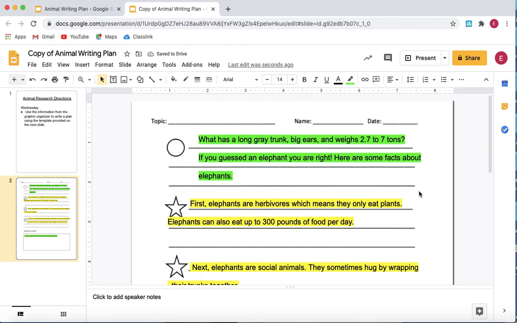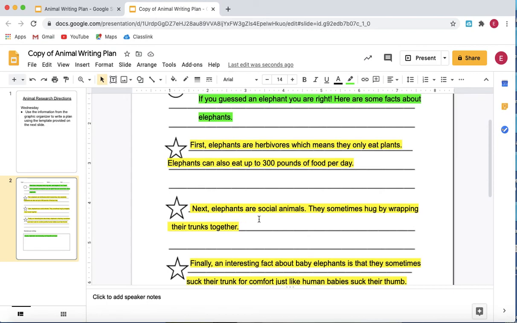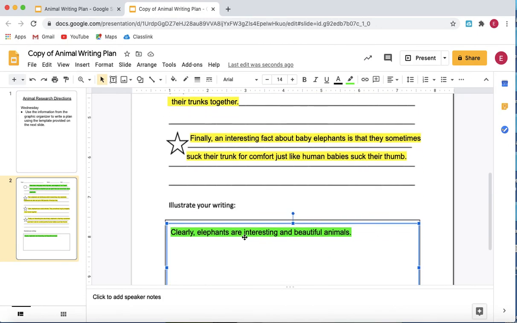Okay, so I have what has a long gray trunk, big ears, and weighs 2.7 to 7 tons. If you guessed an elephant, you are right. Here are some facts about elephants. First, elephants are herbivores, which means they only eat plants. Elephants can also eat up to 300 pounds of food per day. Next, elephants are social animals. They sometimes hug by wrapping their trunks together. Finally, an interesting fact about baby elephants is that they sometimes suck their trunk for comfort, just like human babies suck their thumb. Clearly, elephants are interesting and beautiful animals.